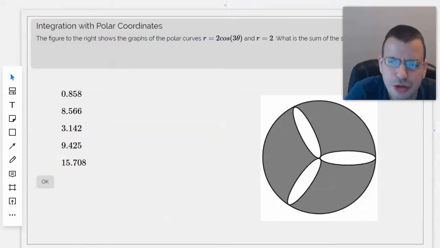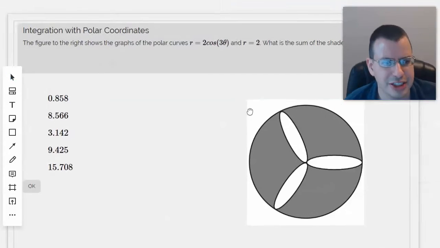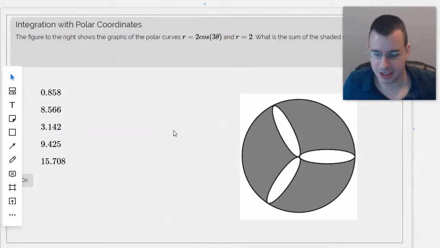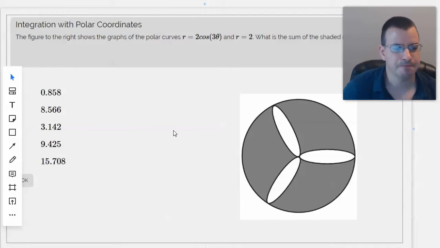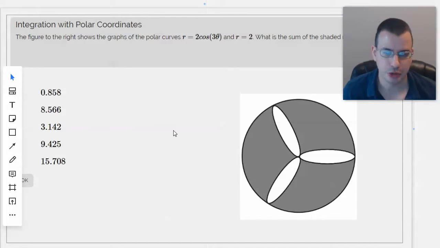Figure to the right shows the graphs of the polar curves r equals 2 cosine 3 theta and r equals 2. What is the area of the shaded region? Okay, so this one's a little bit challenging. So we have our circle, area equals pi r squared, and r will be 2, so 4 pi.